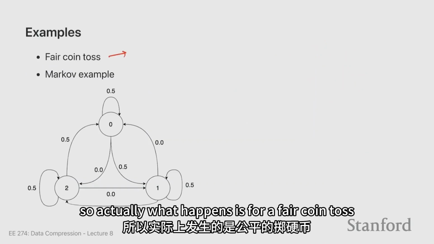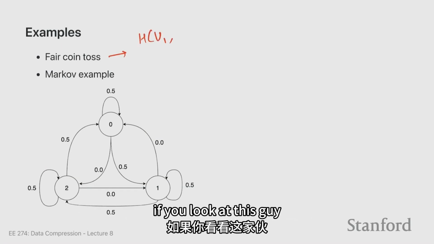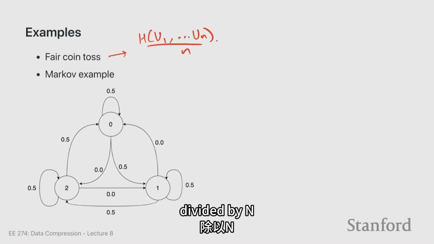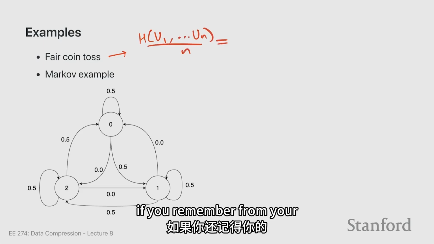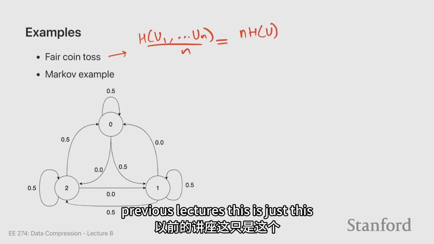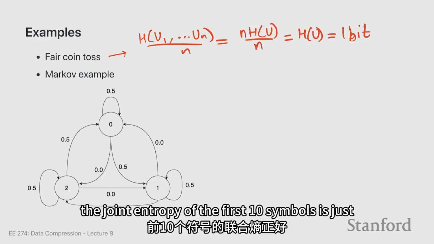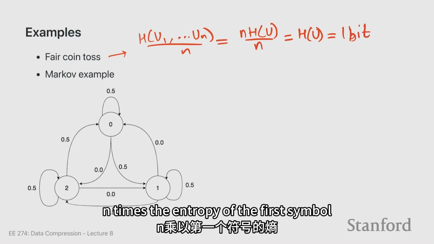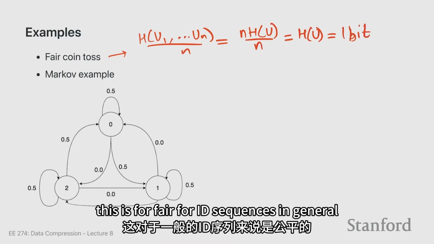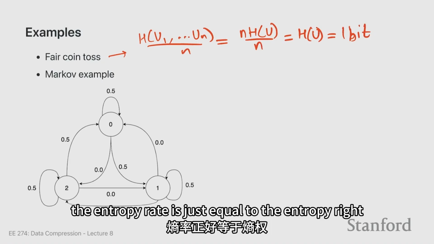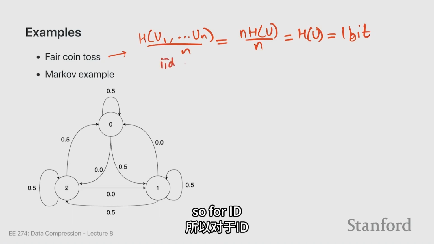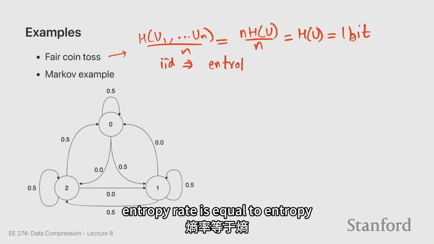So actually what happens is for a fair coin toss, if you look at U1 through UN divided by N, if you remember from your previous lectures, this is just this. So this is just one bit. Basically the joint entropy of the first n symbols is just n times the entropy of the first symbol, which is one bit. So for IID sequences in general, the entropy rate is equal to the entropy.